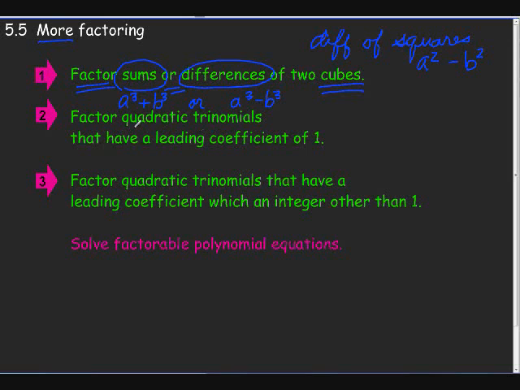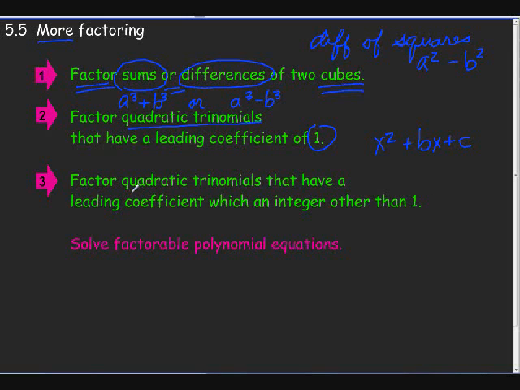Factoring quadratic trinomials that have a leading coefficient of 1. All right, that's no big deal. We can always do those. x squared plus bx plus c. What's my leading coefficient? 1. Not hard for us. We've been doing that for a couple years now.